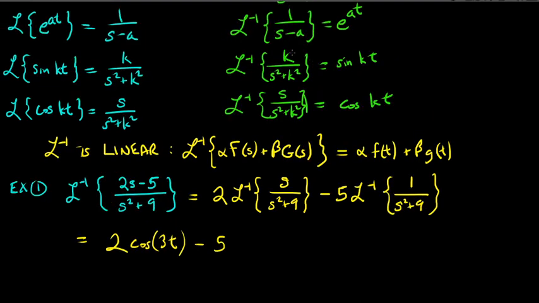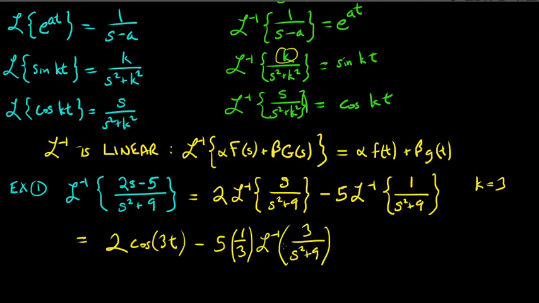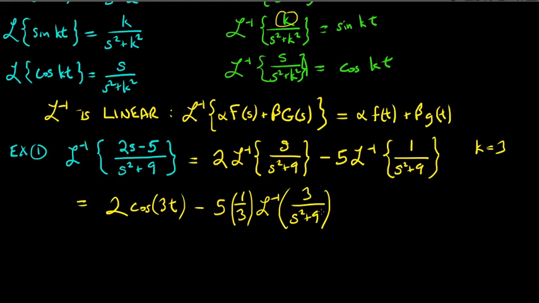Remember, k is going to be the same here. k is going to be 3, but we don't have 3 in the numerator. We only have a 1. So remember what to do here: multiply by 1/3 on the outside, and then multiply by 3 on the inside, just like you're doing an integration by substitution. Very similar. So now this whole thing should be sine of 3t.